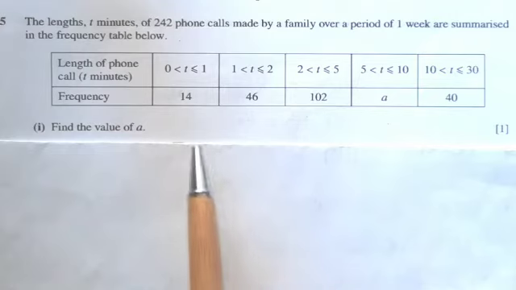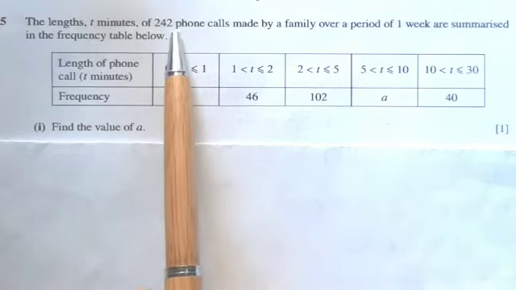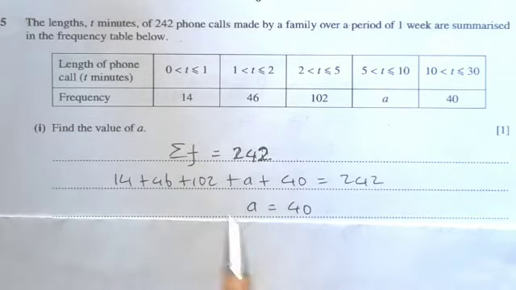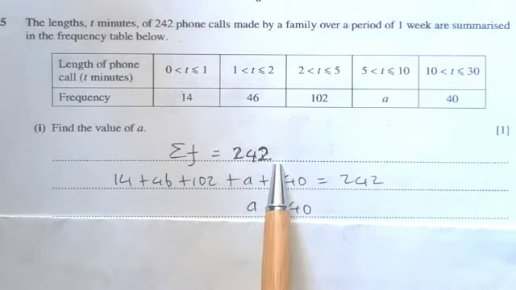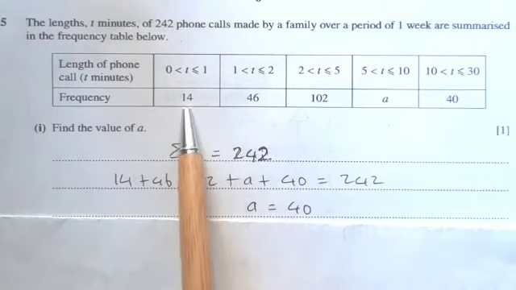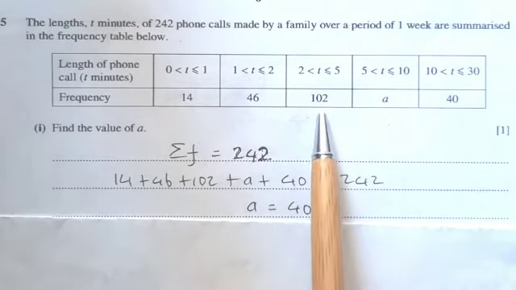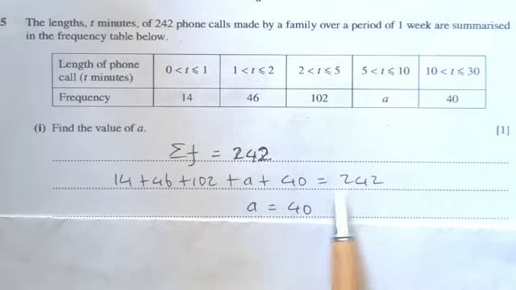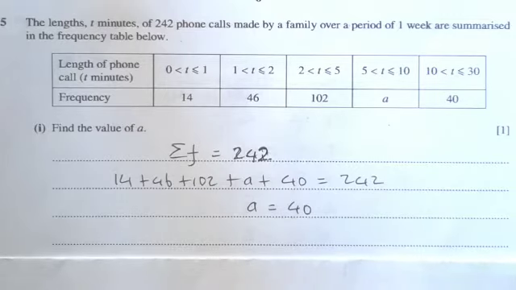Now the total frequency, that is 242, is given here. The sum of the frequencies is 242, meaning 14 plus 46 plus 102 plus a plus 40 equals 242. Thus from here we obtain a is 40. Thus that is the value of a.